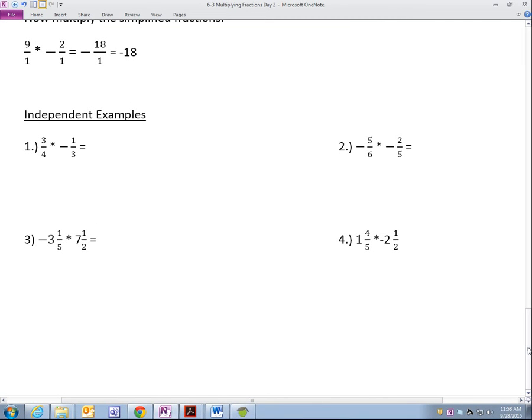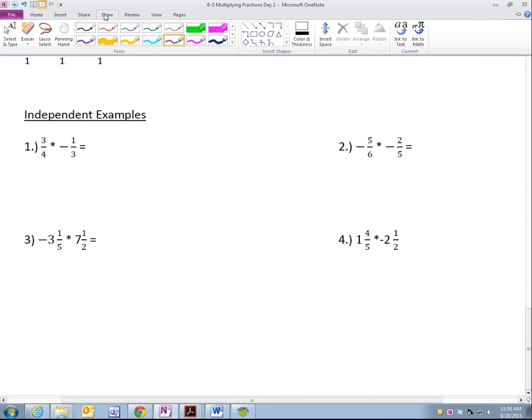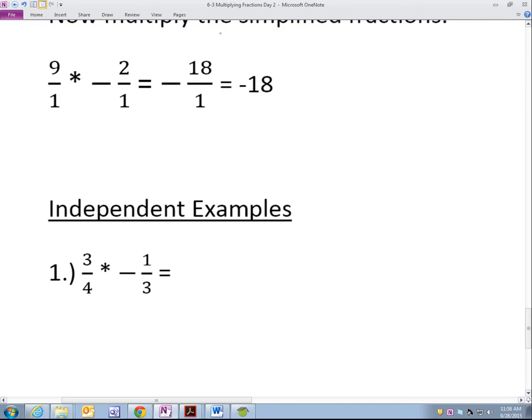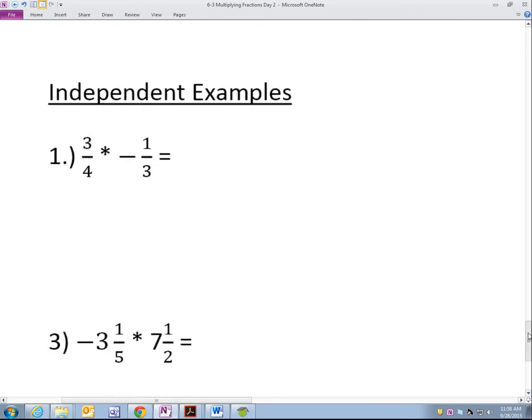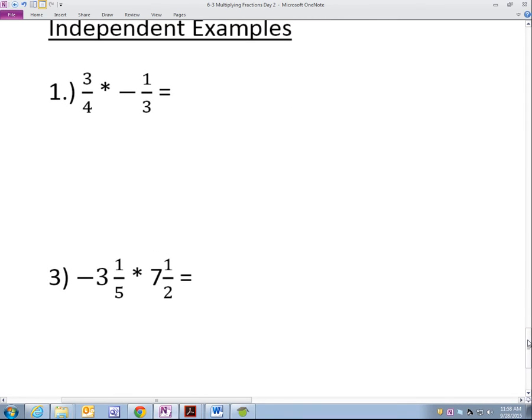All right, let's do a couple of examples. Independent examples.